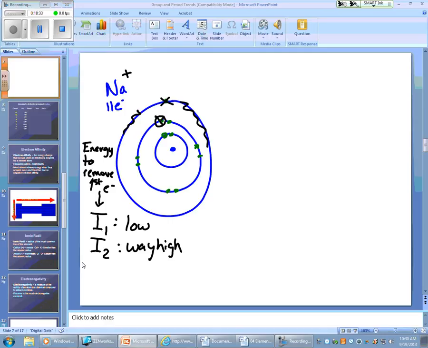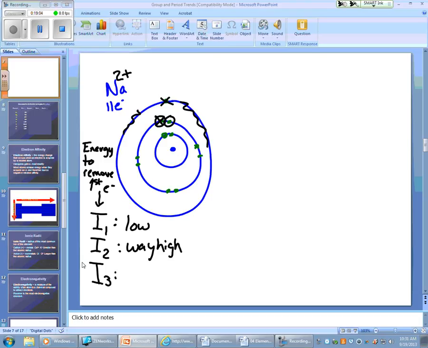Okay, so I've removed this electron and sodium is now at a 2 positive charge. If I try and remove a third electron, so this is my third ionization energy, so let's say I'm going for this electron. Is it going to require more or less energy than I2? Always more. Always.